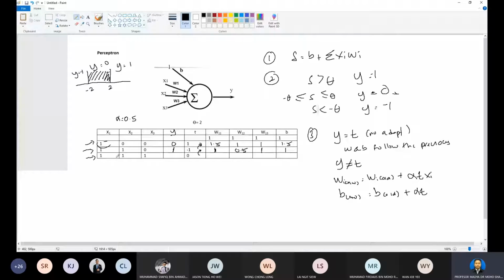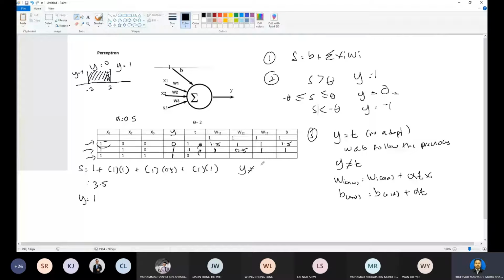Okay, for the third iteration, same, calculate the S. B is 1 plus 1 multiplied by weight 1, plus 1 multiplied by 0.5, because weight 2 is 0.5, plus 1 multiplied by 1. So the answer is 3.5. 3.5 is greater than 0, so Y equals 1. Okay, Y is not equal to the target.